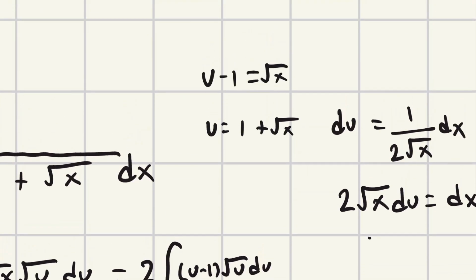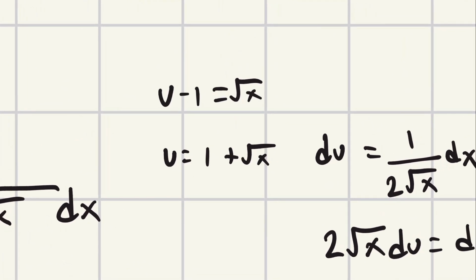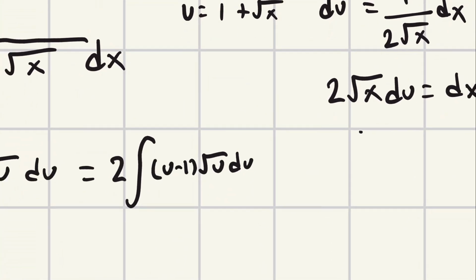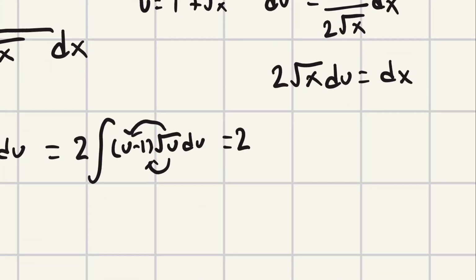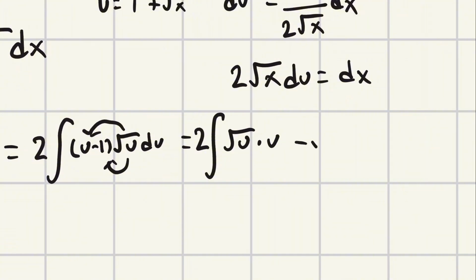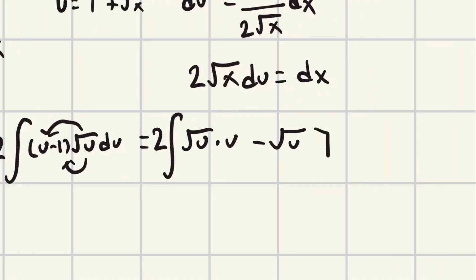We just needed to simply rewrite our u equals 1 plus square root of x. We need to make that square root of x equal u minus 1. And now we can FOIL this in, right? We can multiply it by this and by this. Let's keep the 2 on the outside. And then we can write square root of u times u, minus just square root of u, because you're just multiplying it by the 1. And then parentheses, all that multiplied by du.